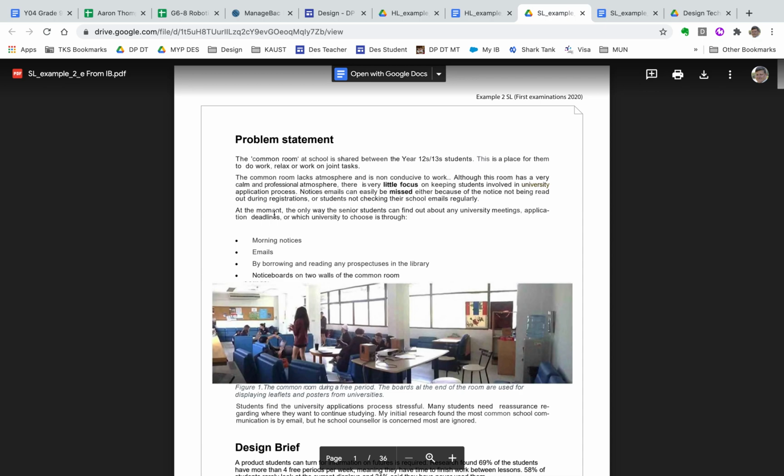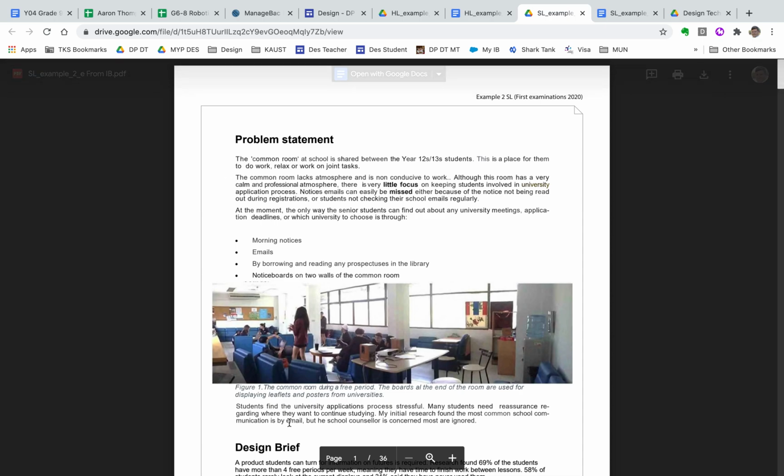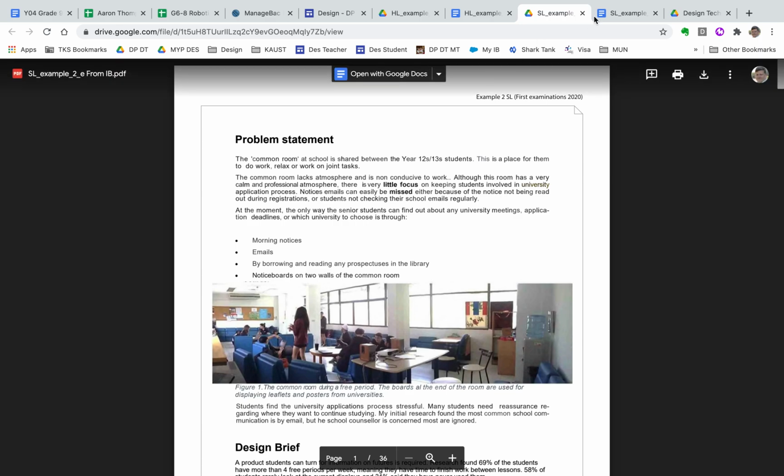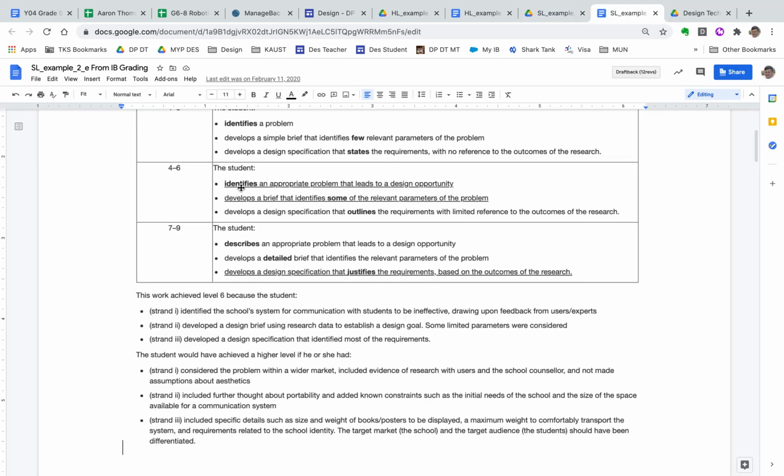Let's look at another example. So this is again the problem statement, again quite concise and short. It should not be a really long statement. This person also scored in the same middle band, the 4 through 6. They identified that the school system for communication with students was ineffective, drawing upon feedback from users and experts. But what they didn't do is consider the wider market. They didn't include evidence of research with users, you know, school counselors, and they made a bunch of assumptions about aesthetics rather than gathering that information from their target market.